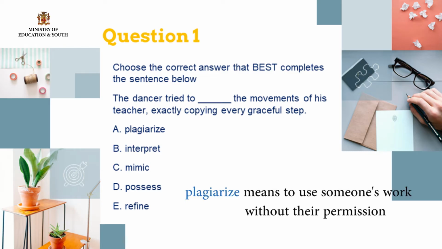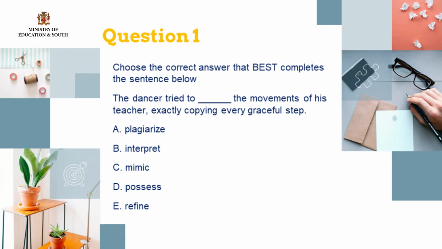To plagiarize means to use someone else's work or their property without permission. What about interpret? The dancer tried to interpret the movements of his teacher, exactly copying every graceful step. To interpret could mean to understand.